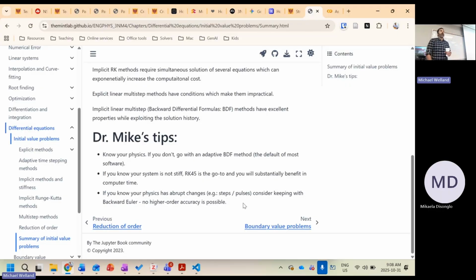If your physics has abrupt changes, backward Euler is what you're going to default to. That's what your BDF is going to do, if your BDF is smart enough to check not just the error estimate, but the actual error. Do you guys know what I mean by that one? I'm going to talk about that one super quick, because COMSOL does do this, but I just want to raise this too.